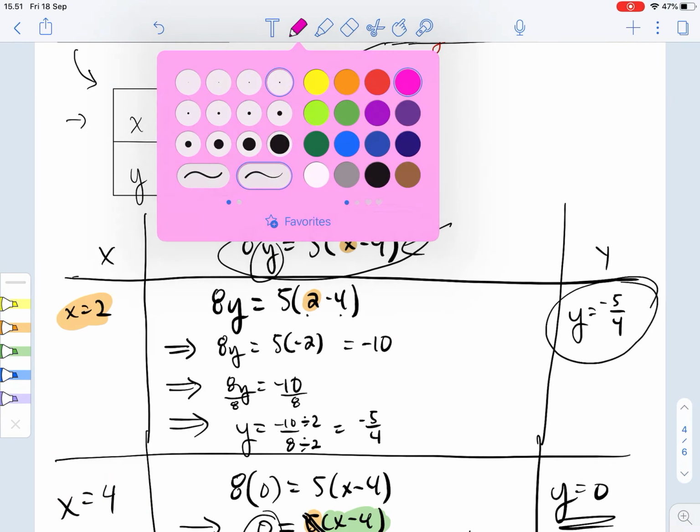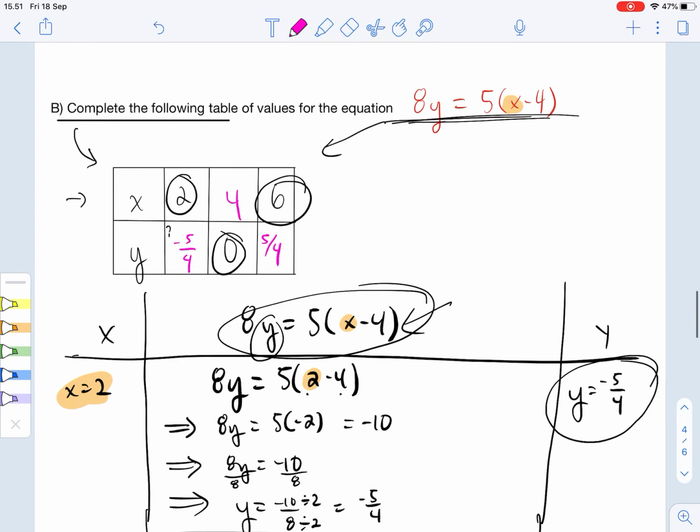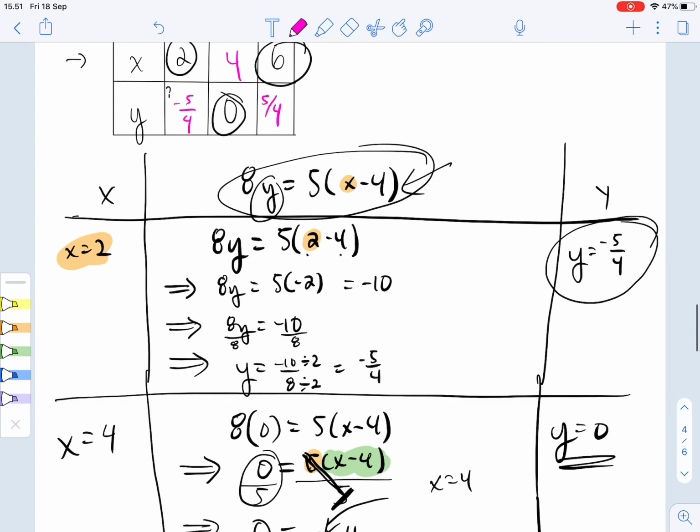Go up here to my chart, fill that in. There you go. So we've completed the table. So the point here, guys, is that you can plug in y and find x, or you can plug in x and find y.